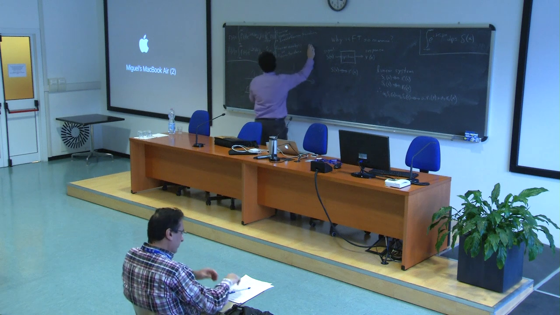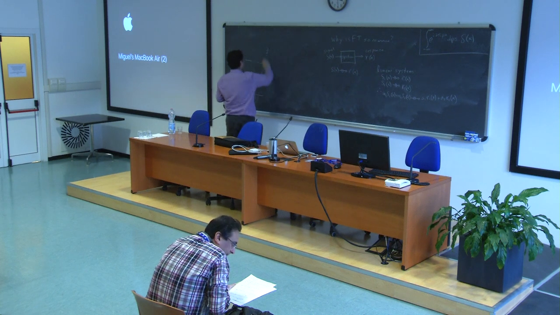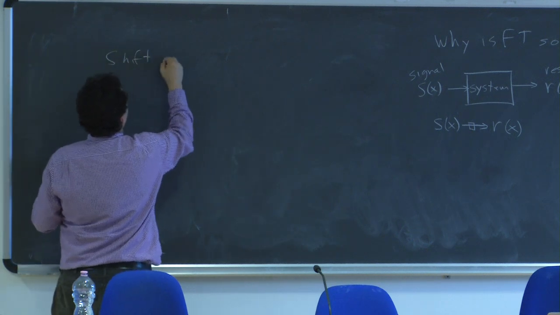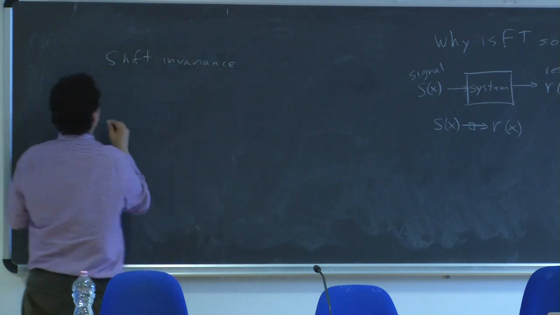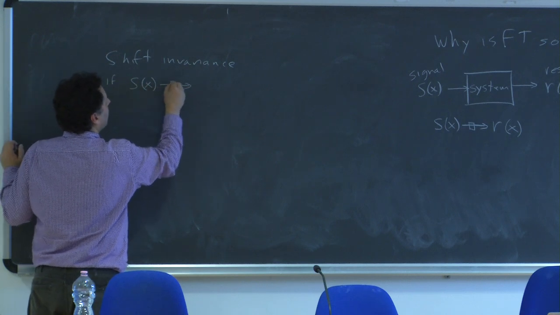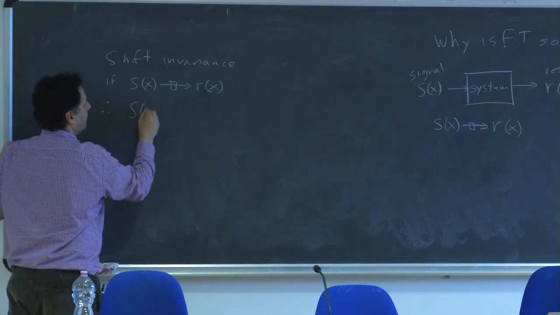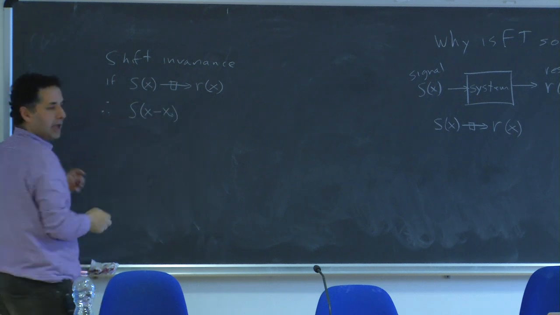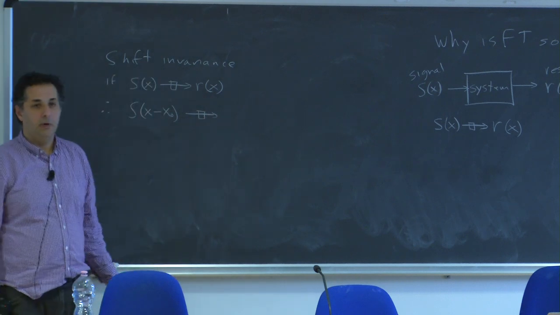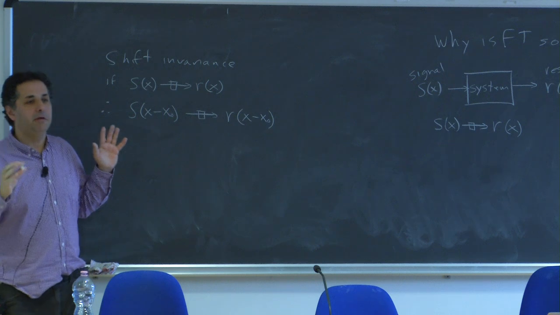Now, we have another type of behavior, which is shift invariance. That tells me that if for a given signal I get a response, then if I shift my signal by some amount, what do I get? A shifted response. And again, this is very general as an approximation.